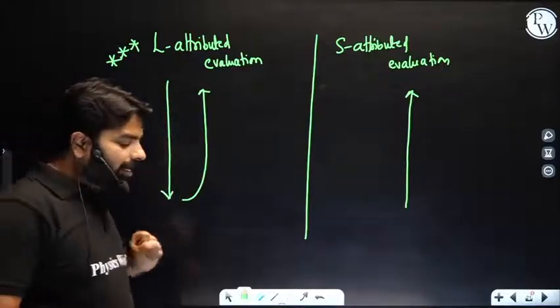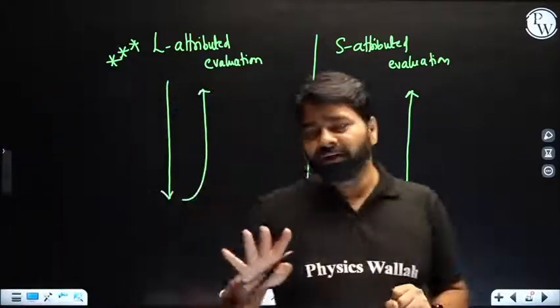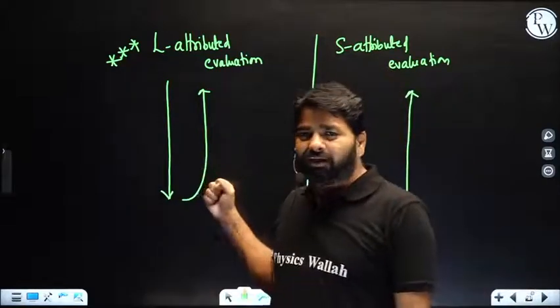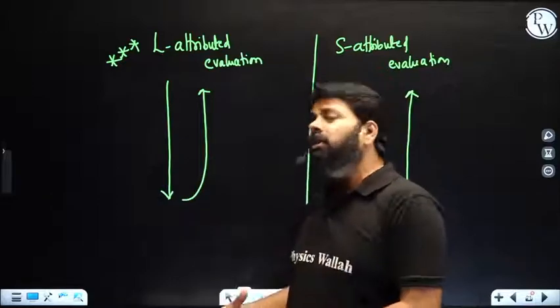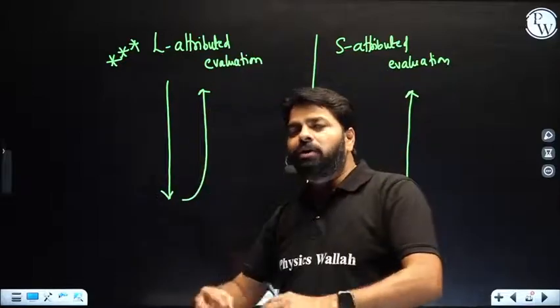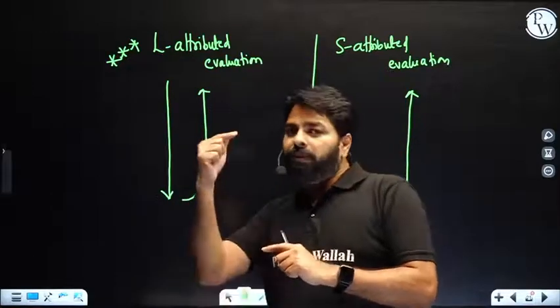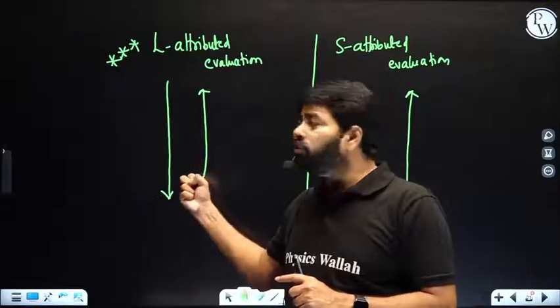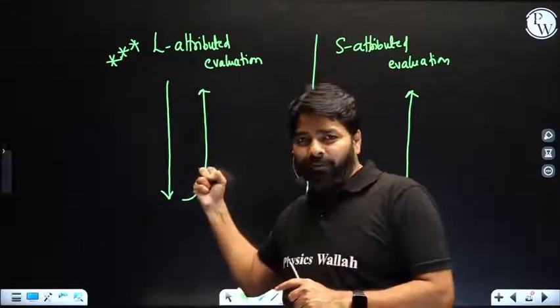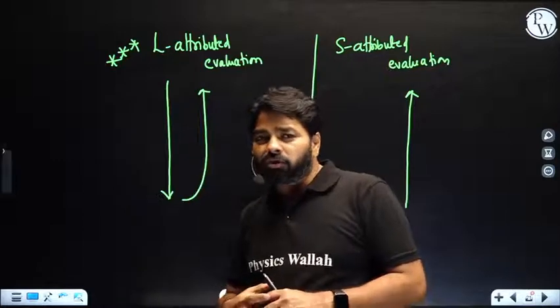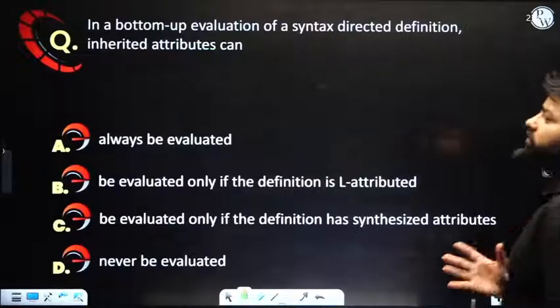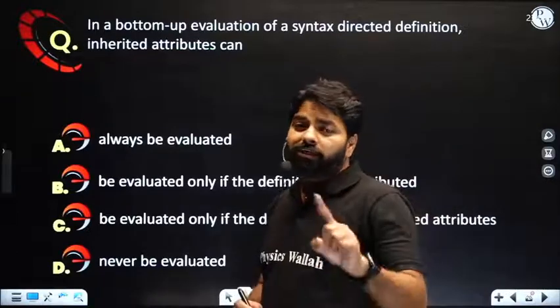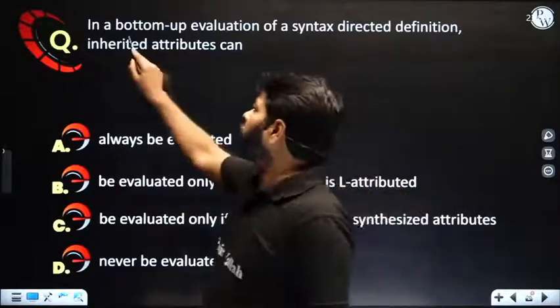So what is the L-attributed evaluation? I'm going to come to that, so don't worry about it now. But I want you to understand that you have two mixed concepts: you need to go from top to down and from bottom to up to understand the attributes of the SDT. Now, this question is about bottom-up evaluation. It is not about bottom-up parsing. That's what I'm trying to say.